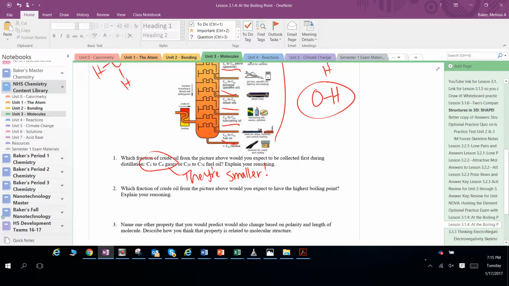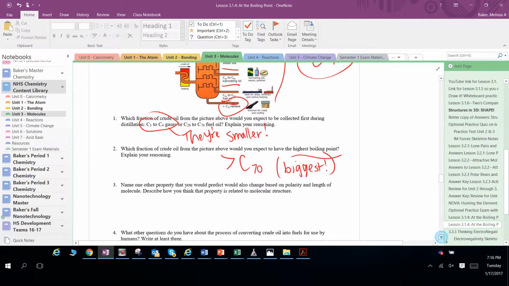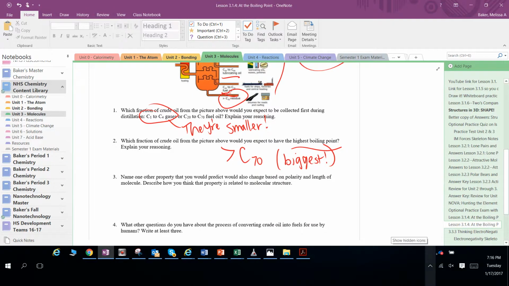What fraction would you expect to have the highest boiling point? So here you would say the greater than 70 hydrocarbon, because that is the biggest. It's a little bit harder to boil something if the molecules are really large. You've got to separate them in order to turn them into a gas. Name one other property that you think would also change based on polarity and the length of the molecule.